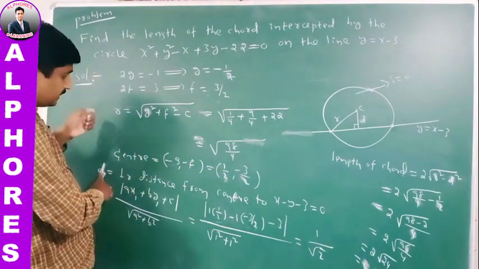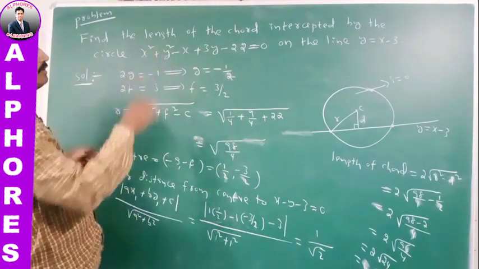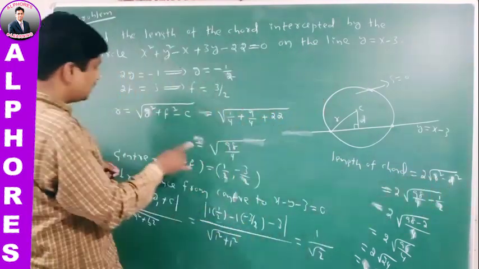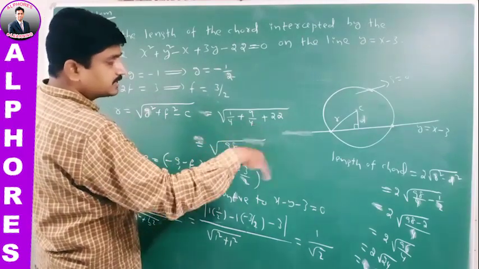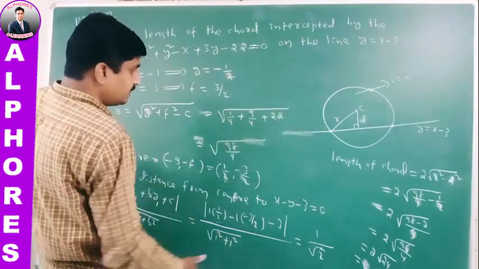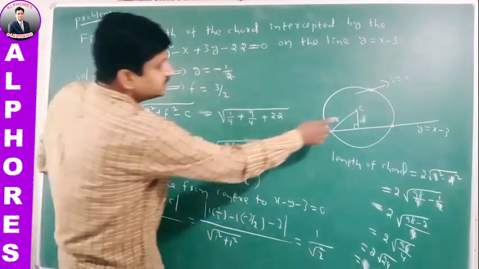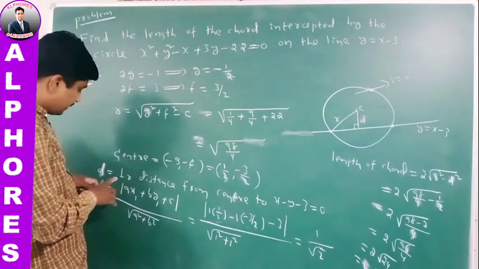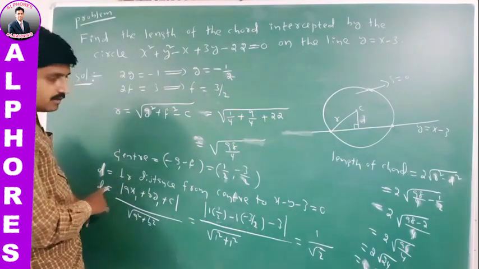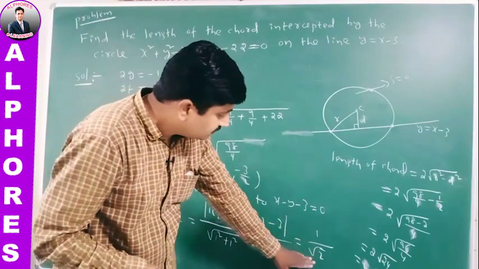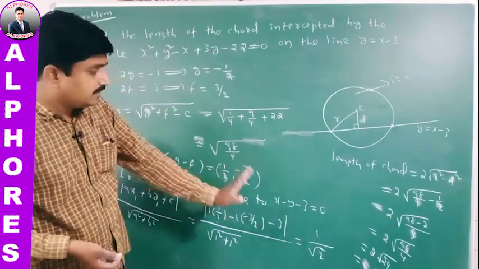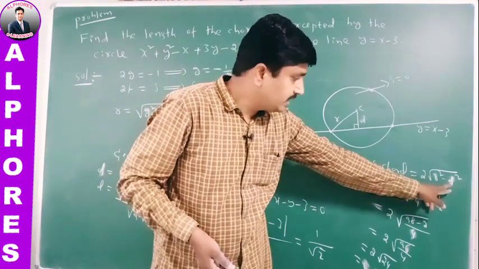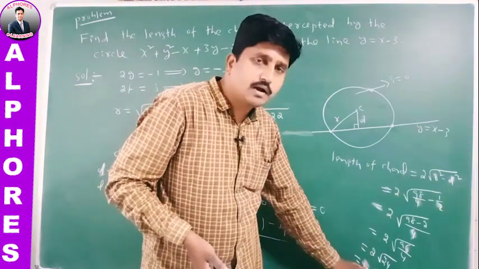Next, d. Here the length of the chord formula is 2 into under root of r square minus d square. Already we found r equals under root of 98 by 4. Next we have to find the value of d. What is d from the diagram? The length of the perpendicular from the center to the given line. According to the distance formula, we find d equals 1 by root 2. After getting the r value and d value, substitute in this formula, 2 into under root of r square minus d square. Therefore the length of the chord equals 4 under root of 6.